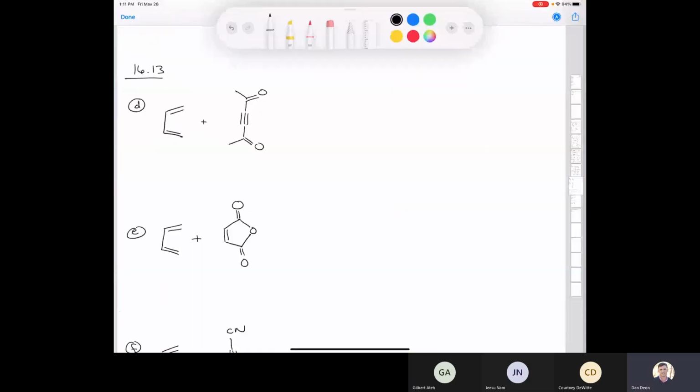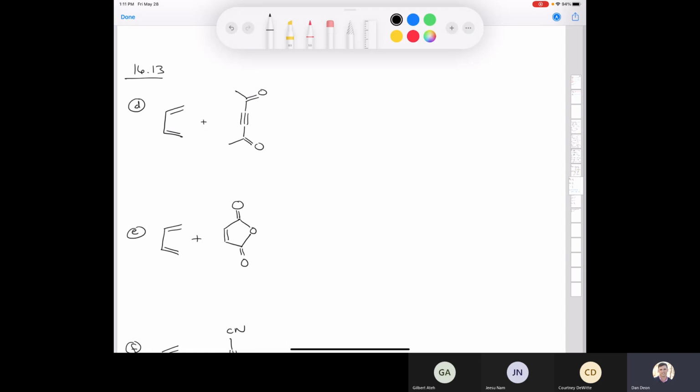All right, Chemistry 3111. This is where we left off last class. We were looking at question 16.13, and we covered question 16.13c, and now we're going to take a look at D, E, and F. And the question simply asks us, predict the products for each of the following reactions.